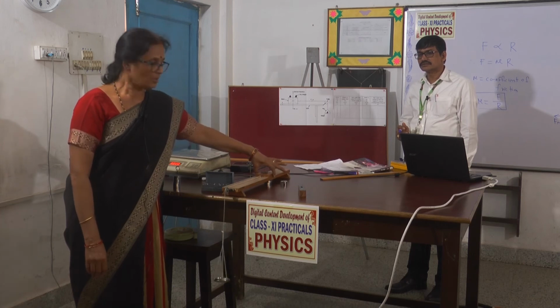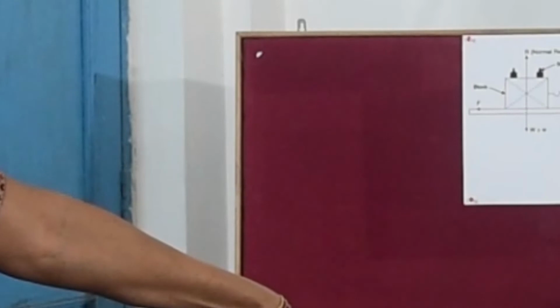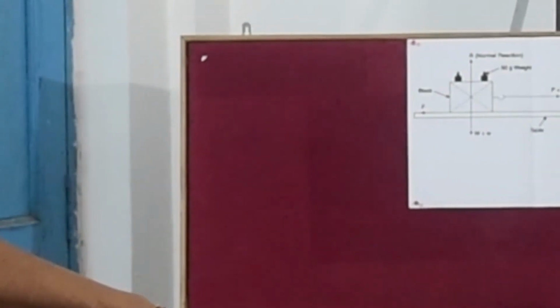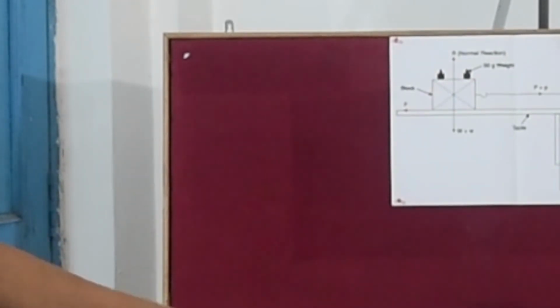If the block starts moving, then the weight of the pen and weight on the pen will be the limiting friction, and the weight of the block plus weight on the block will be the normal reaction. Likewise, we will take a number of observations, keeping 100 gram, then 150. Likewise, we go on increasing the normal reaction. Accordingly, limiting friction will increase, and we will make the observation table like this.